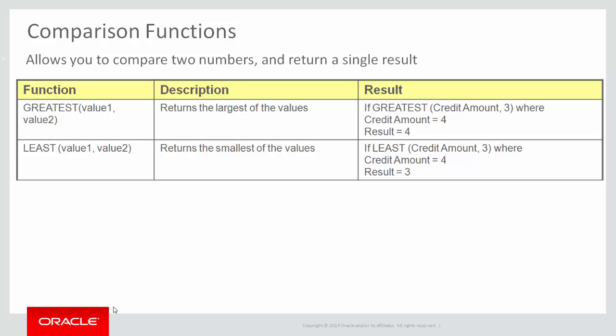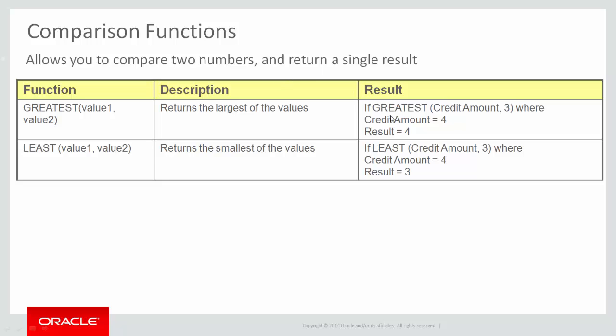Moving on, we also have comparison functions. What comparison functions allow you to do is put 2 variables side by side and do a comparison. The 2 comparison functions that we have are the greatest and the least. Again, you would compare, for example, the greatest between value 1 and value 2, and it would then return the greater of the 2. Same thing for the least.